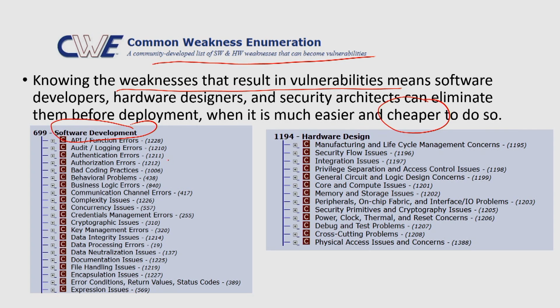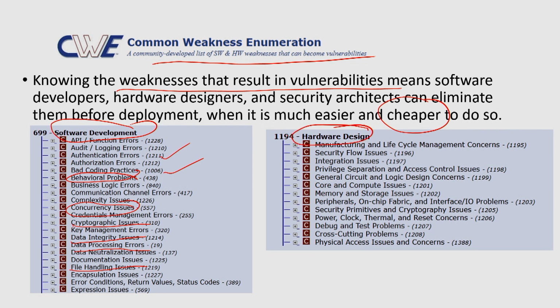For example, it may be authentication issues, maybe bad coding practice, it can be a behavioral problem, concurrency issues, cryptographic issues, data integrity issues, data processing issues, file handling issues and so on, right. And if you click on any of them, it will give a very detailed description of the kind of issues and how to resolve that, right.